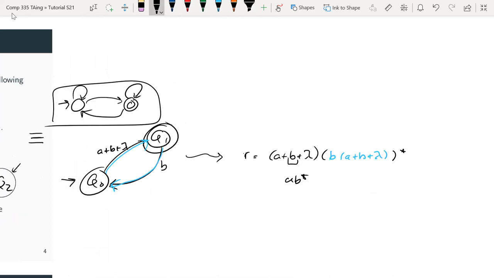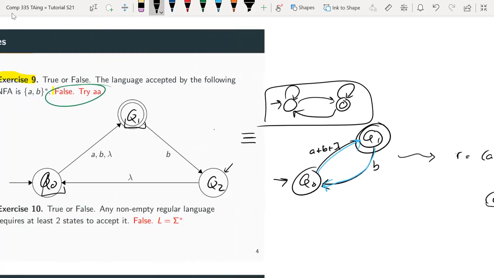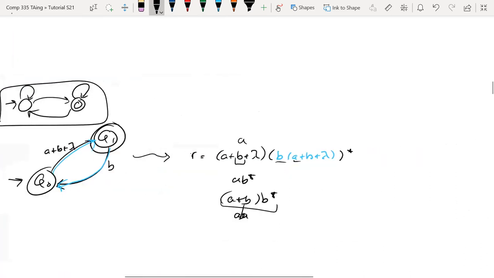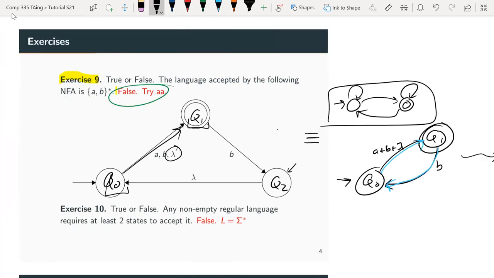A or B, B star. So it doesn't need to end with A. Someone said A or B, B star. I'm trying to find a counterexample for why it's not this. So say ABA. Yeah, so you can have an A, then BA here, but you can't do that here, right? It can definitely be A. You can clearly accept A here, so the regular expression also represents A. And lambda, you can of course take a free lambda ride to the final state.